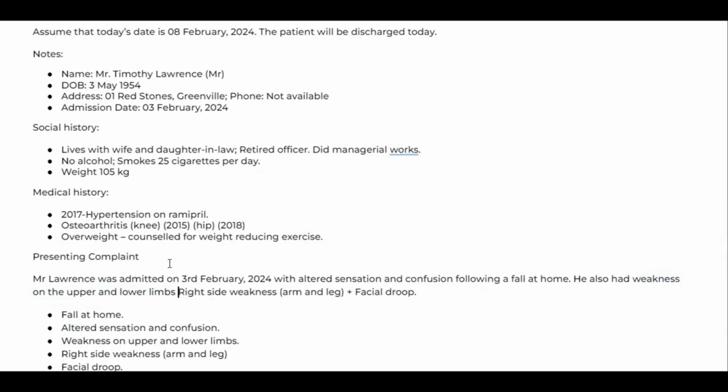Why should we write one new sentence for that? Along with right side weakness. These details are not very important. Arm and leg is not very important. Weakness and facial droop, okay. Or you can also keep the "along with" here.